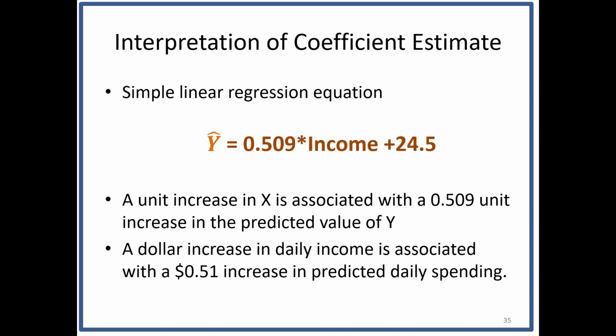So the interpretation is a unit increase in x is associated with a 0.509 unit increase in the predicted value of y. In other words, a $1 increase in daily income is associated with an approximately 51-cent increase in predicted daily spending. Our beta hat 1, and we use hat because it is estimated from our sample and is not the population coefficient, is 0.509. And our beta hat naught is 24.5.